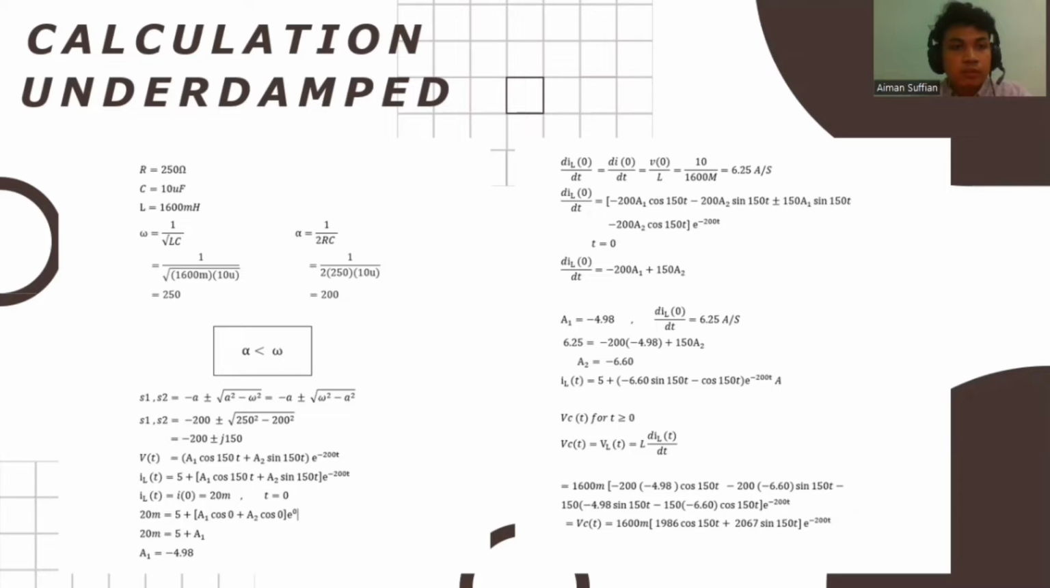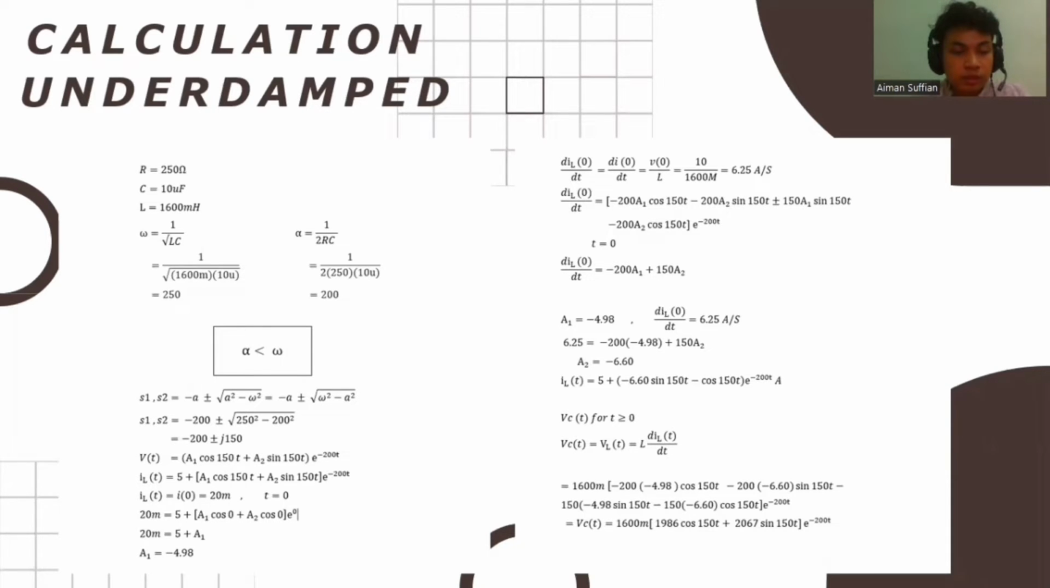So the next one will be the underdamped circuit. Here is the formula we use to get the resonant frequency value and the damping factor value. The value for resonant frequency is 250 rad per second and damping factor is 200. So when the damping factor is lower than the resonant frequency, the circuit will be in underdamped condition. Here, the first thing we need to do is find the S1 and S2 values.